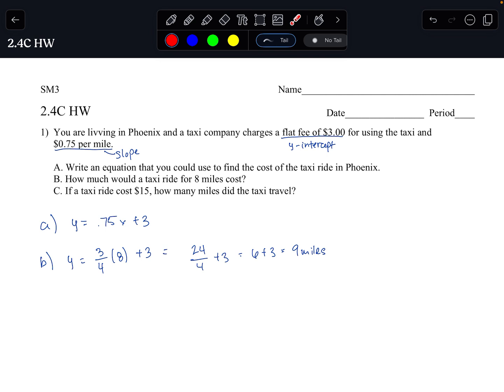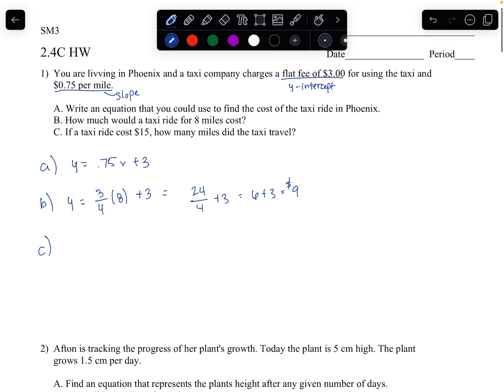How much would it cost? No, not miles. No, it's going to cost $9. There you go. $9. Okay, and for part C, if a taxi ride costs $15, how many miles did the taxi travel?